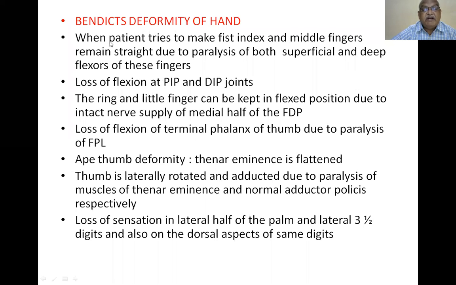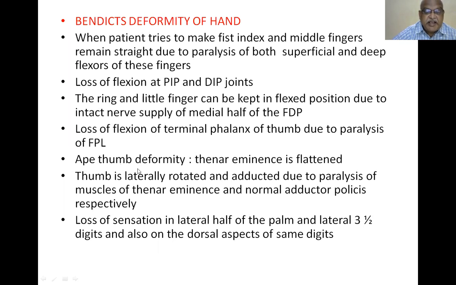Benediction deformity of the hand: when the patient tries to make a fist, the index and middle fingers remain straight due to paralysis of both the superficial and deep flexors of these fingers. There is loss of flexion at the proximal interphalangeal joint and distal interphalangeal joint. The ring and little fingers can be kept in flexed position due to intact nerve supply of the medial part of flexor digitorum profundus, that is by the ulnar nerve. There is loss of flexion of the terminal phalanx of the thumb due to paralysis of flexor pollicis longus.